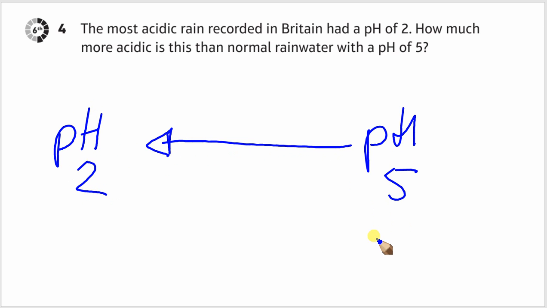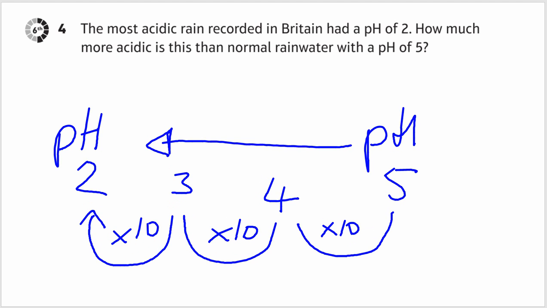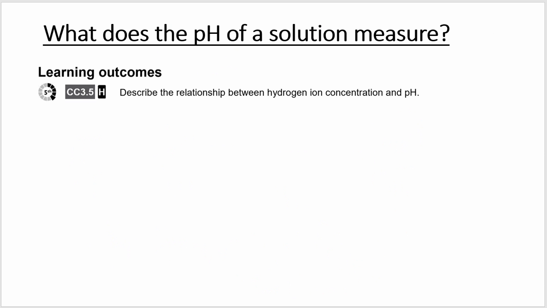So we're going from 5 to 4 to 3 to 2. Well, that's times 10 times 10 times 10. So 10 times 10 is 100, times 10 is 1,000. So what we're saying is, how much more acidic is this? It's 1,000 times more acidic. Okay, so now you know that the pH is a measure of the hydrogen ion concentration.